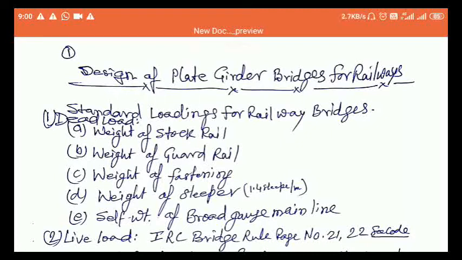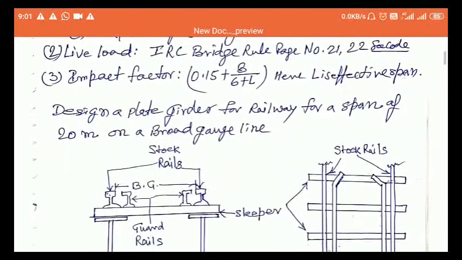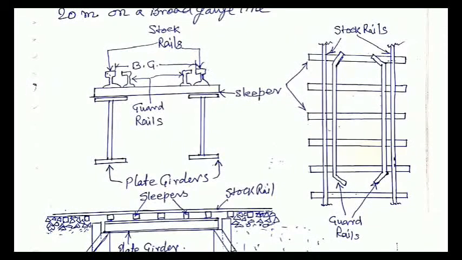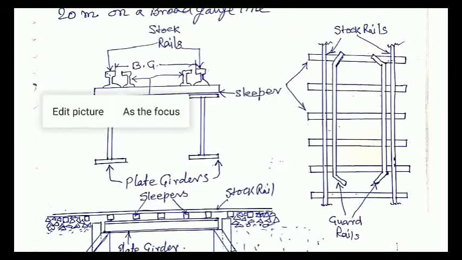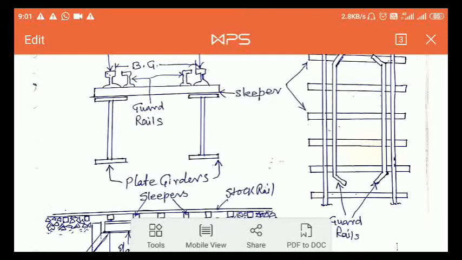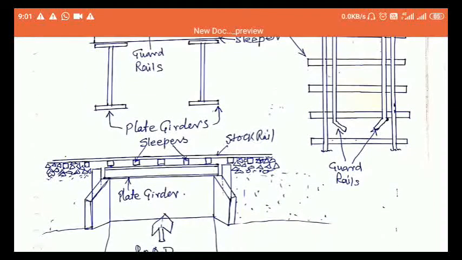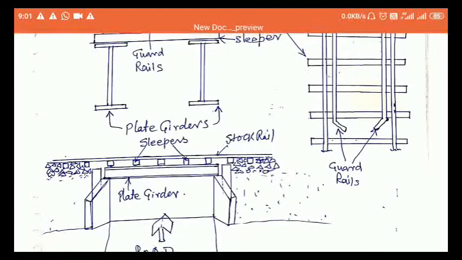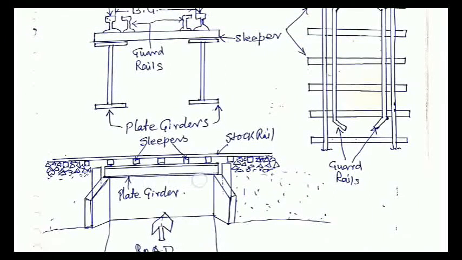Design of plate girder bridge for railways. So first of all, we have to understand the drawings. What is a plate girder bridge? You can see in these pictures, these two are plate girders, and these plate girders span this bridge. So this is the plate girder, and above this plate girder, these squares are seen here.